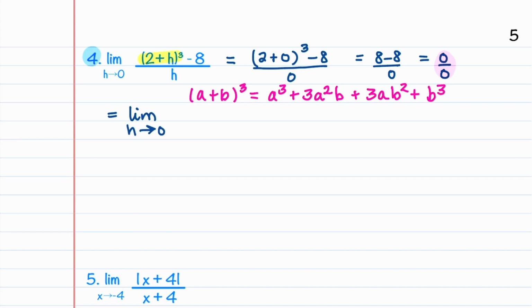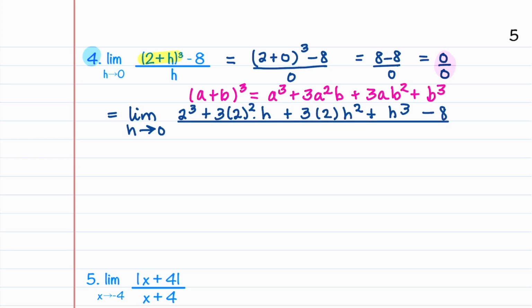0 of 2^3 plus 3 times 2^2 times h plus 3 times 2 times h^2 plus h^3. And then we can't forget we have a minus 8 to tag on there. All of this gets divided by h.